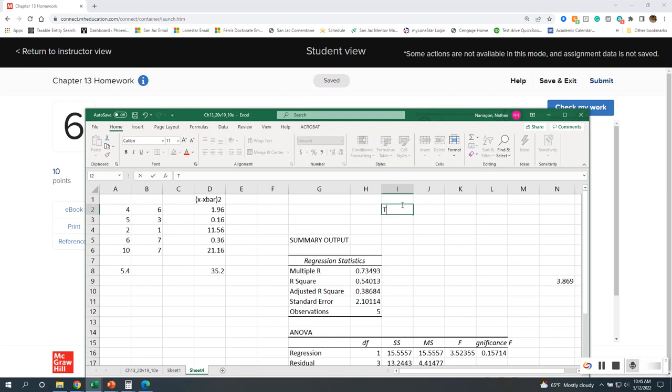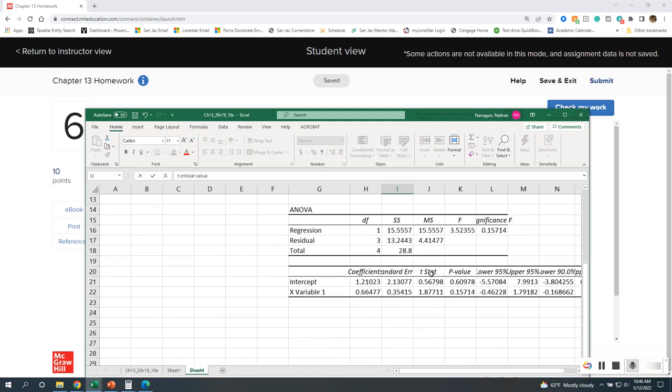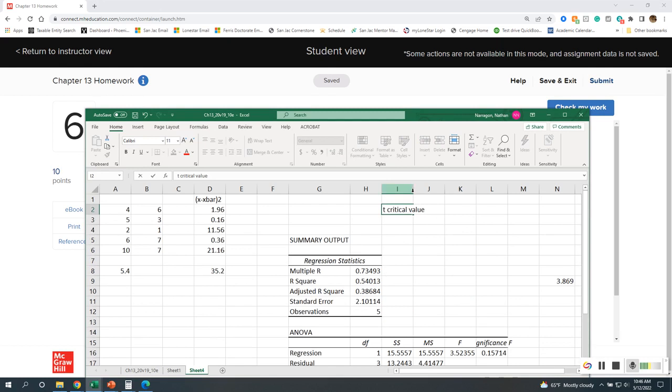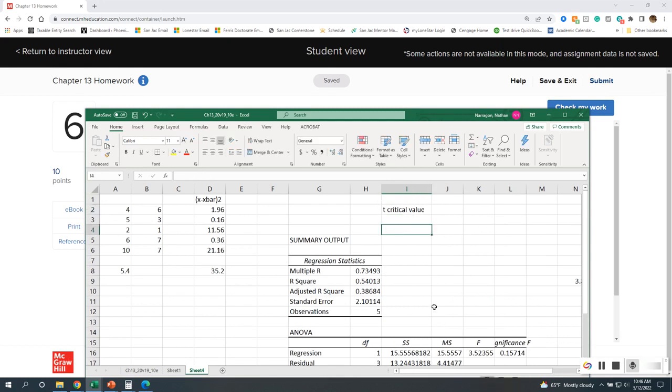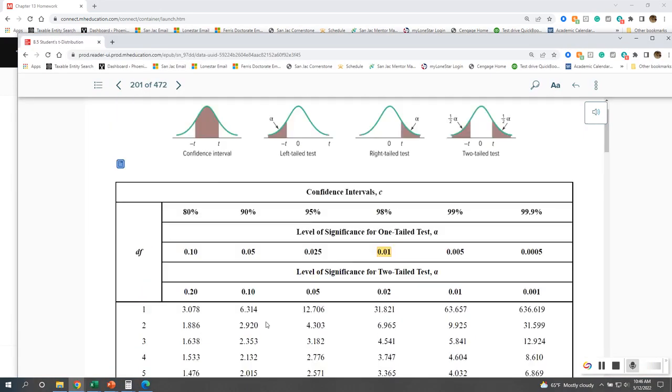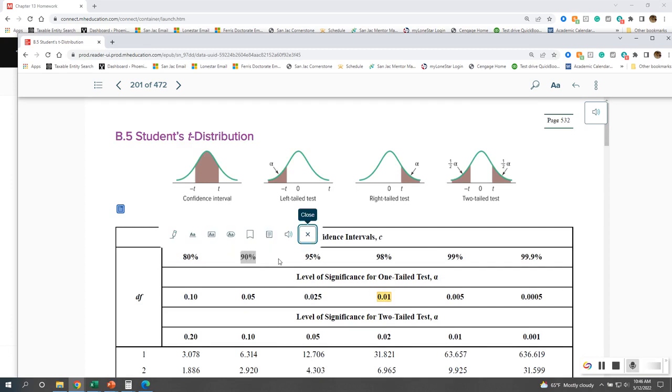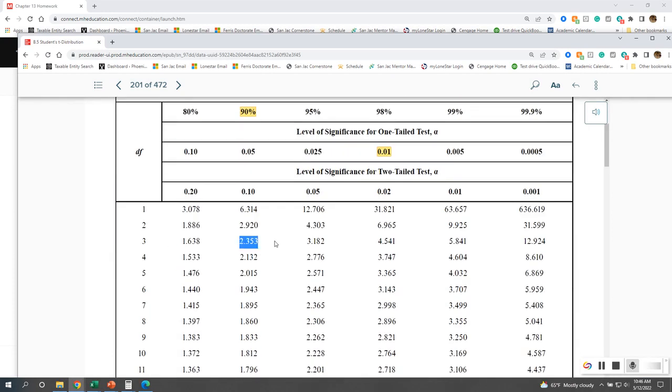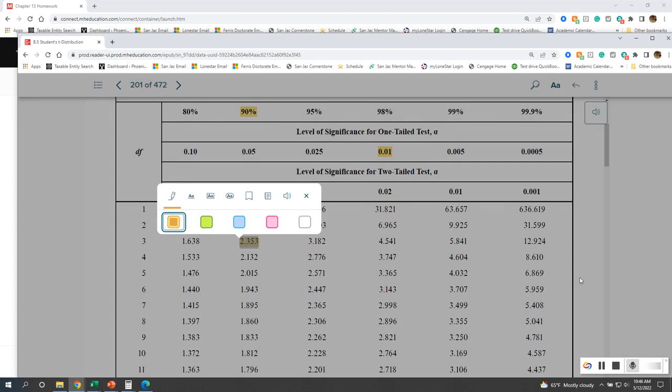We do need to know our t critical value. Now don't get fooled right here. This t-stat here is actually the calculated one. So for the critical value, we know our degrees of freedom is n minus 2. That happens to be 3. So let's go find that using our handy dandy book. Remember, we're at 90% confidence level. 3 is 2.353.